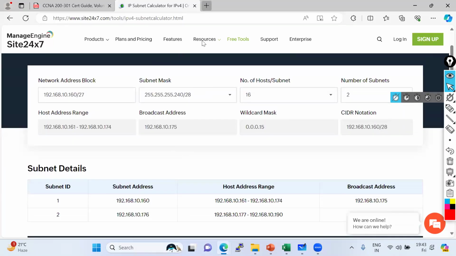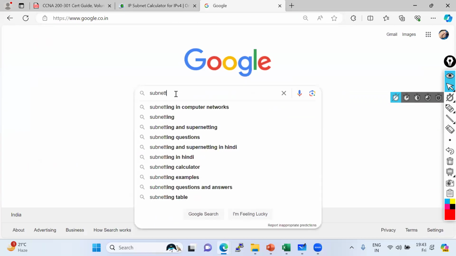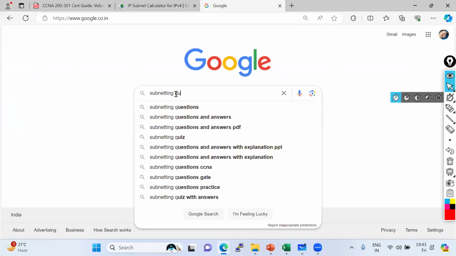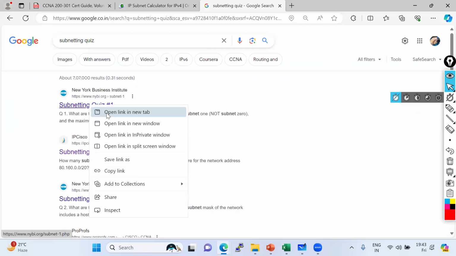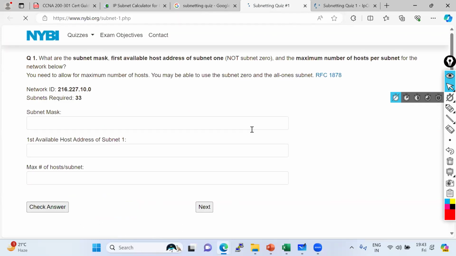Now I have some quiz, a subnetting quiz. Let me show you. Okay, so let's have some quiz. I'm going to ask you a question and you just have to tell. This is the network IP address, and subnet required 33. Can you calculate the subnet mask?